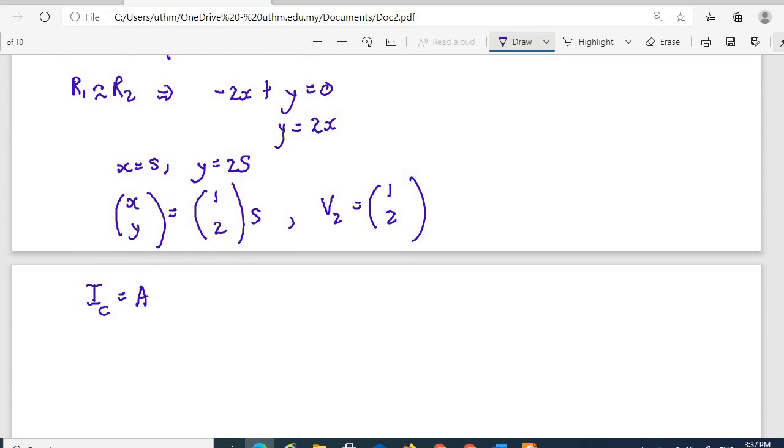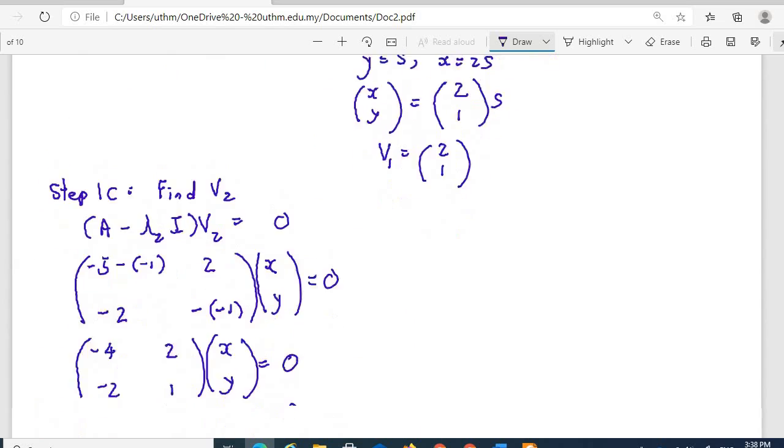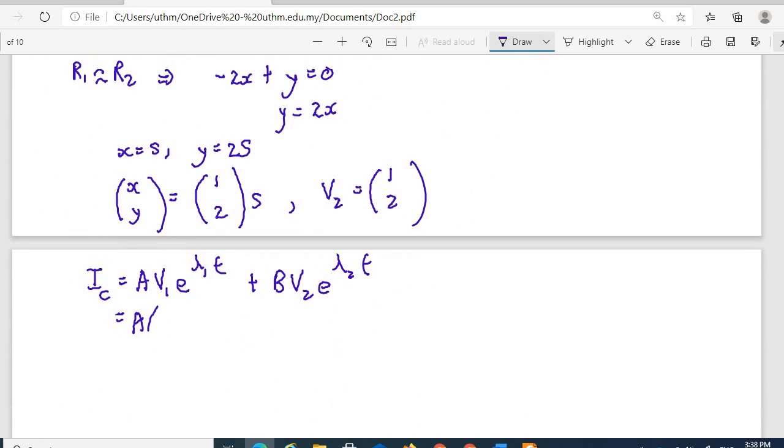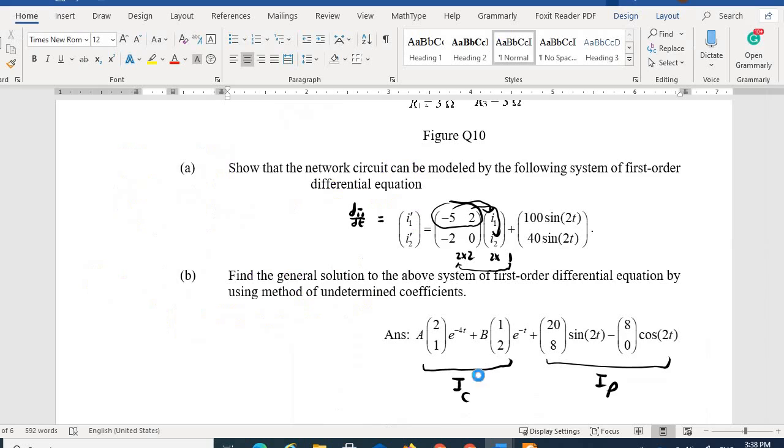IC, you have A V1 e^(lambda 1 t) plus B V2 e^(lambda 2 t). V1 we got 2, 1. Lambda 1 is negative 4. So plus B, V2 is 1, 2. Lambda 2 is negative 1, t. So this is your IC, the complementary function for your homogeneous system. Okay, this part.